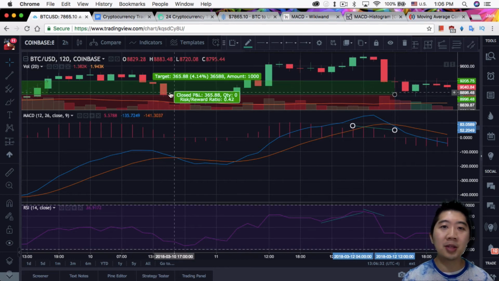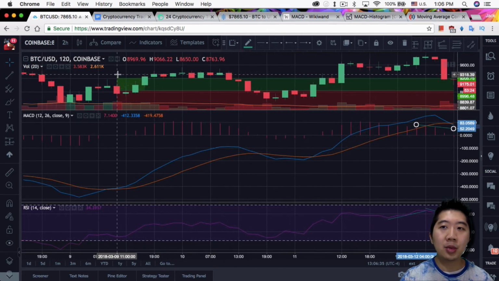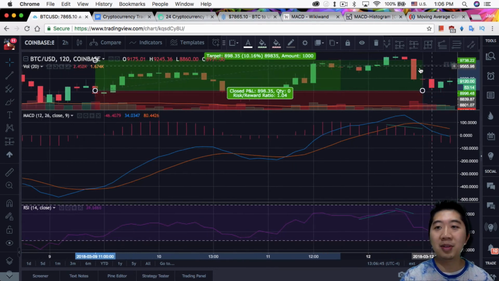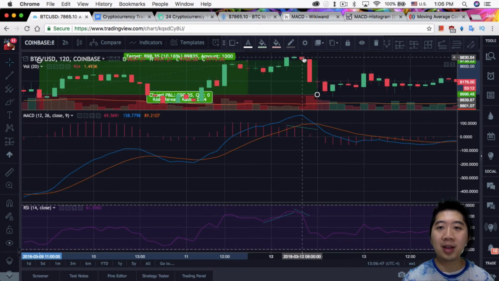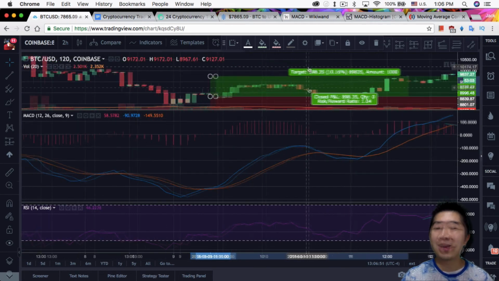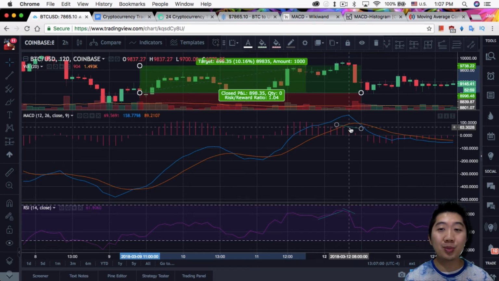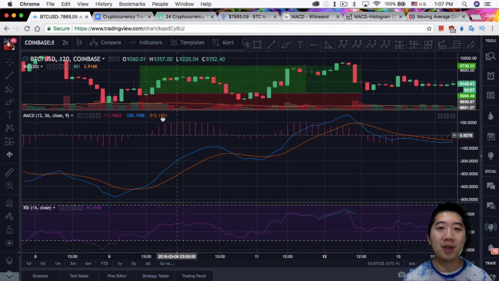So instead of selling and only getting 4% gains, you would have sold it and made 10% at least. Even if you caught at the very low end of this candle, at the wick right here, you still would have made 10%. So more than double of just relying on the MACD alone. So that's pretty much a good strategy to follow.